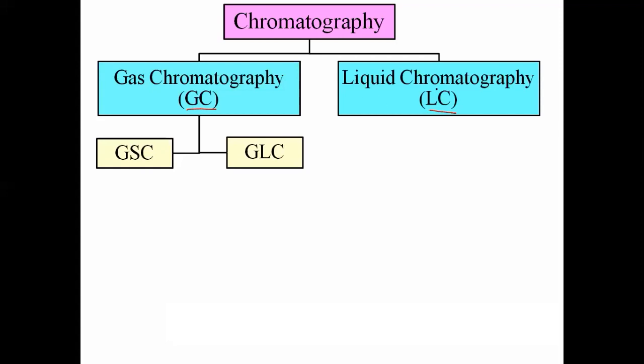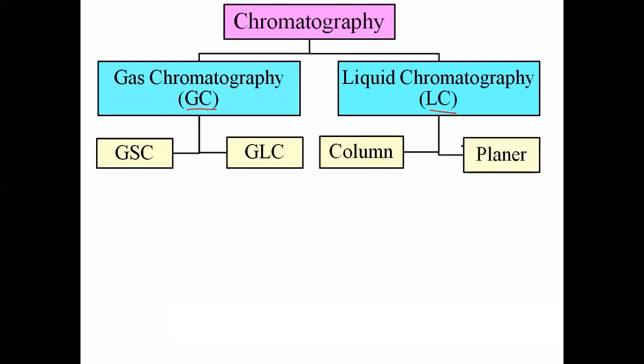Now let us see second one, liquid chromatography, or we call it LC. It is classified into two types. One is the column and second is the planar. One is the column. Means suppose chromatographic separation is carried out in the form of column, then it is called column chromatography. And suppose chromatographic separations are carried out on the plane surface, on the plane sheet, just like filter paper, glass plate, then it is called planar chromatography.